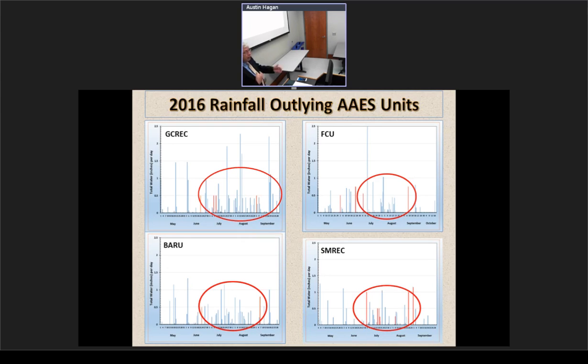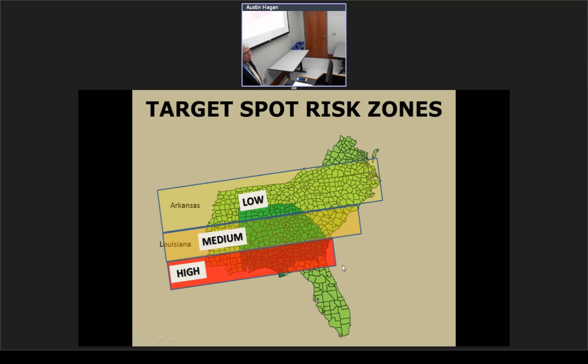So it appears that, again, you have to have a lot of rainfall to really drive the disease. In dry conditions with irrigation, you're just not going to see a lot of target spot.